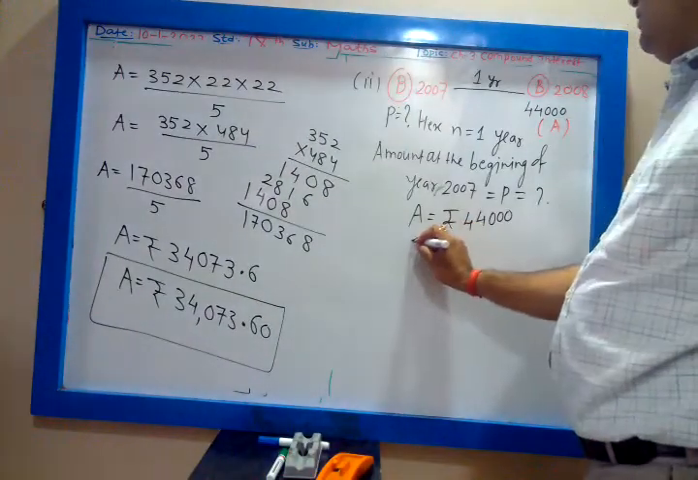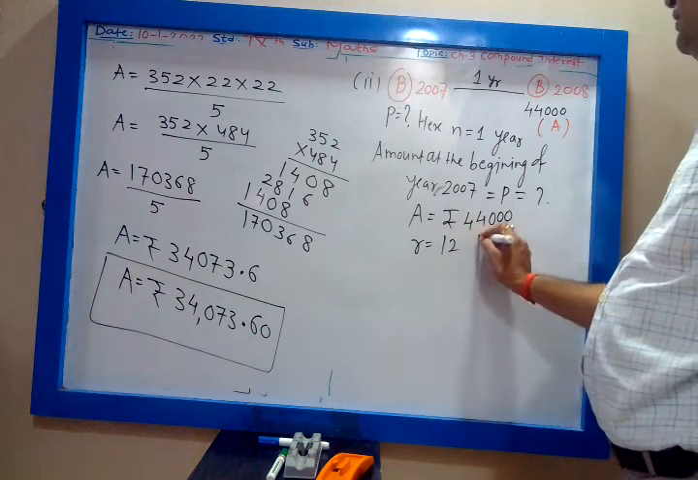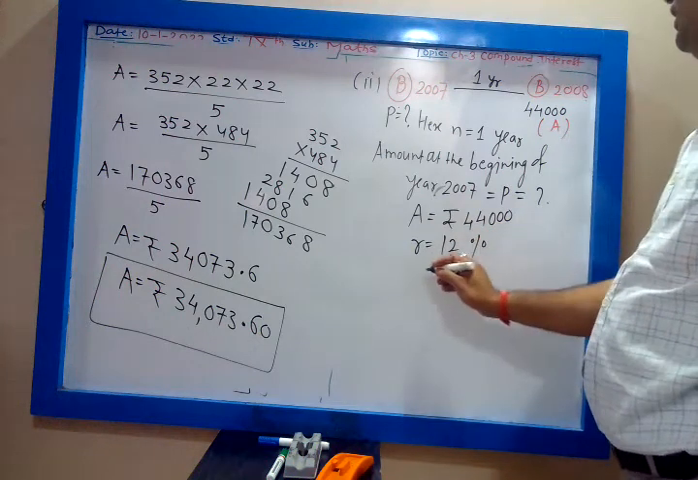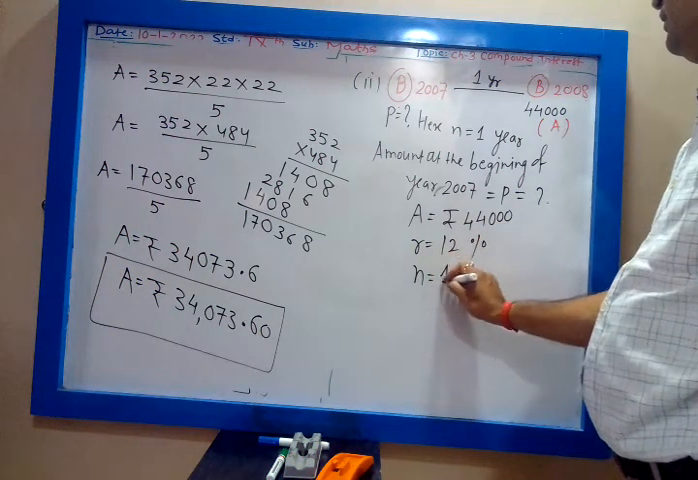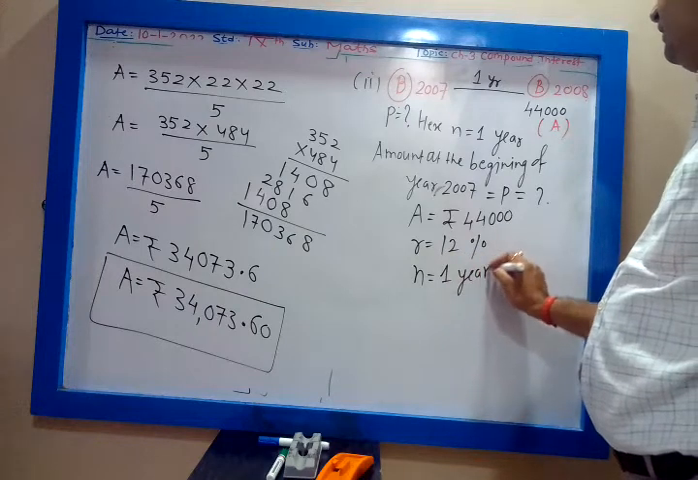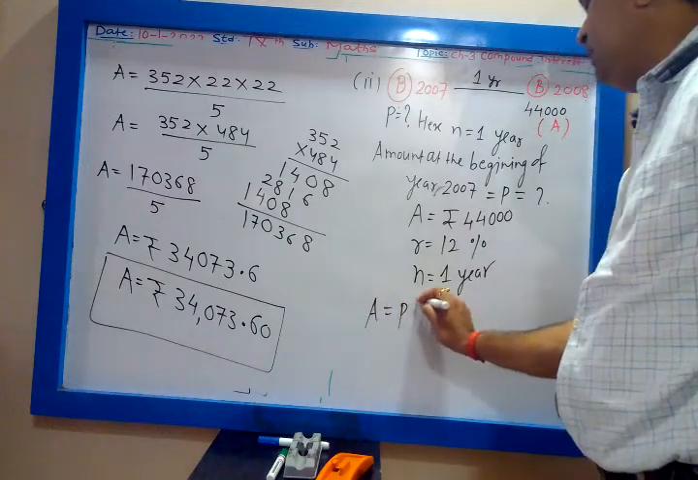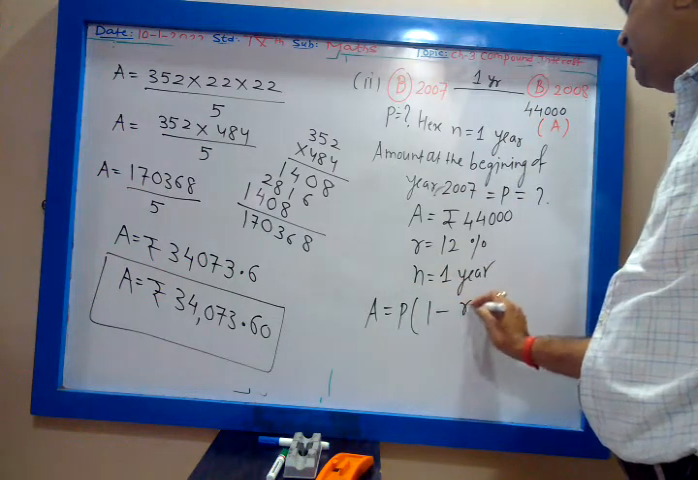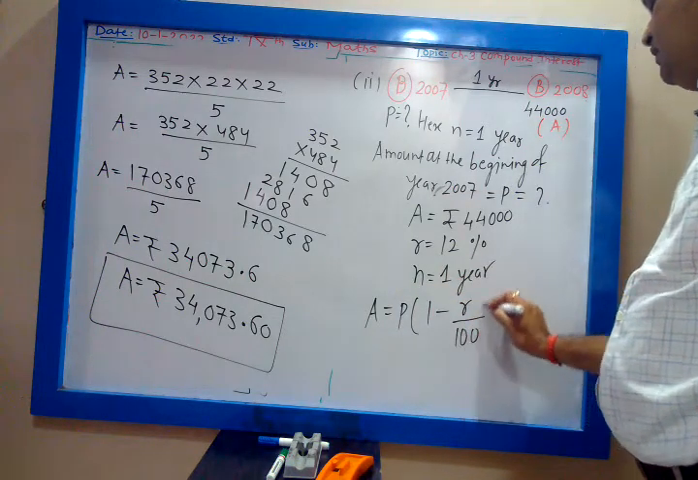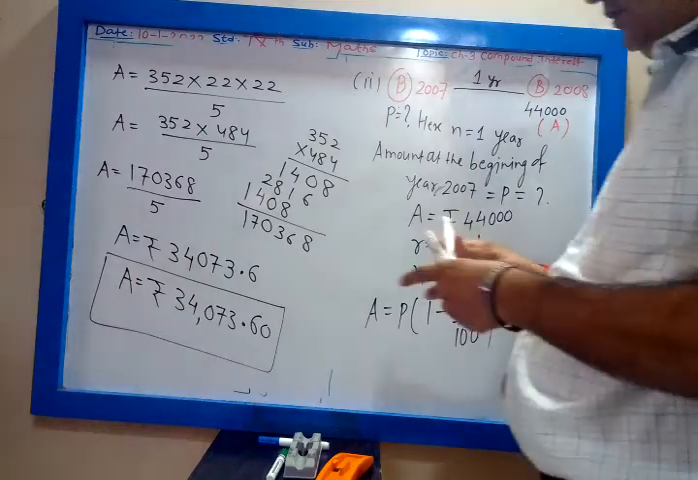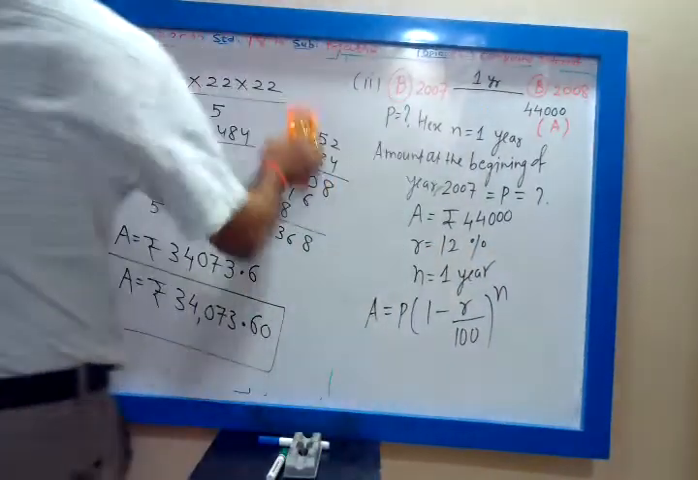Rate of interest is same. Every year it depreciates 12%. Then duration is 1 year. Find the amount P. So what is the formula? A is equal to P into, now it depreciates, so 1 minus R upon 100 raised to N. So simplify, A is now 44,000.